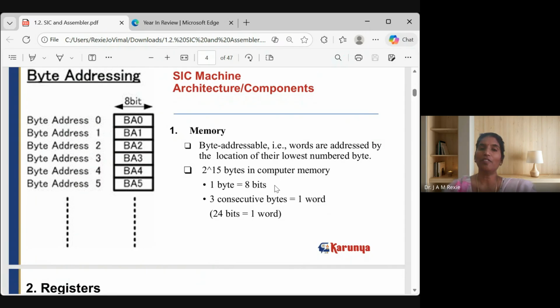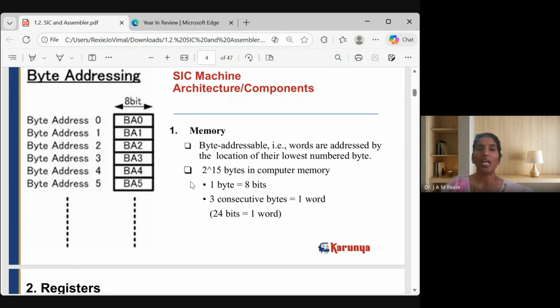And for a word, 3 bytes are used. 3 consecutive bytes are used for representing one word, which is 24 bits. And if I have a word to be represented, then it is represented by its lowest numbered byte. So if the first 3 bytes are used for a word to be represented, then the address 0 will be used to address the word.